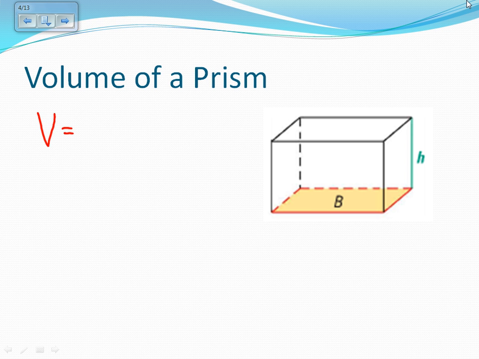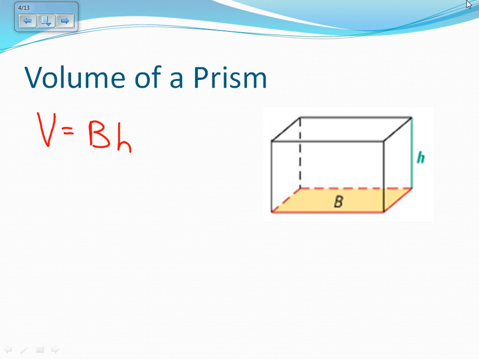The amount inside, the volume, is equal to the base, which here is the green part, times the number of times we need to stack it, which in this case is the height. So the volume of a prism is the base times the height. Very, very easy. The base can be any shape. It could be a rectangle, a triangle, a trapezoid. The height is the vertical height of whatever it is.